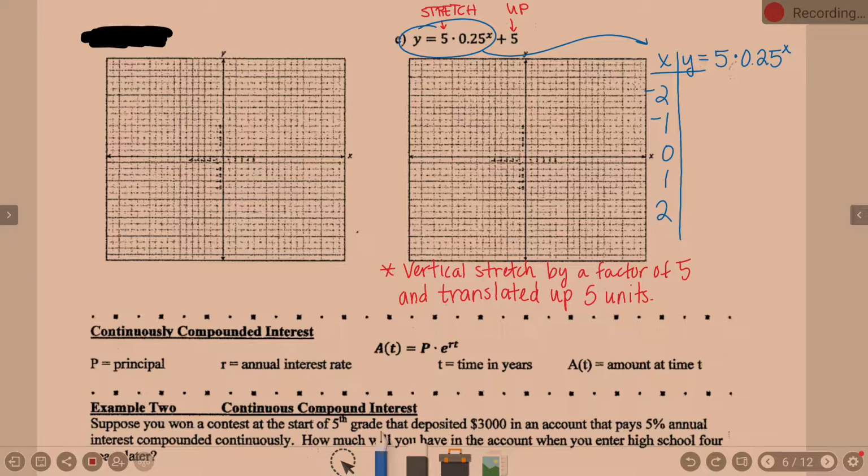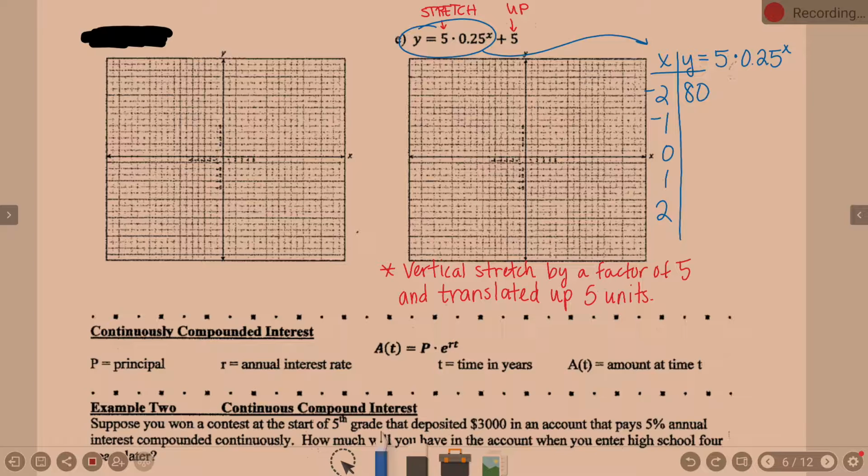Now, you want to speed things up and go the calculator version on this one? You can put it in the calculator here. 5 times 0.25 to the -2. Unfortunately, Levi is right. Make sure you know how to use the calculator. When you put in -2, you do get 80.